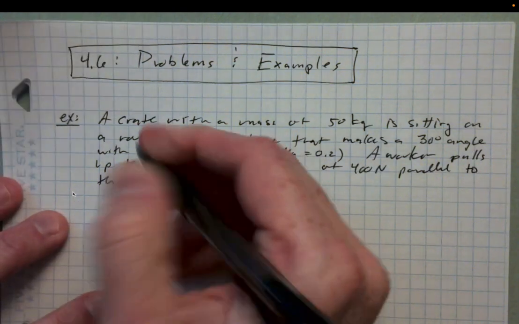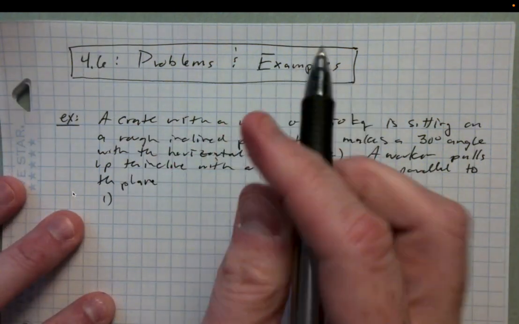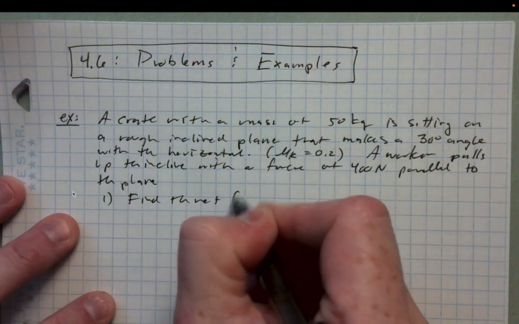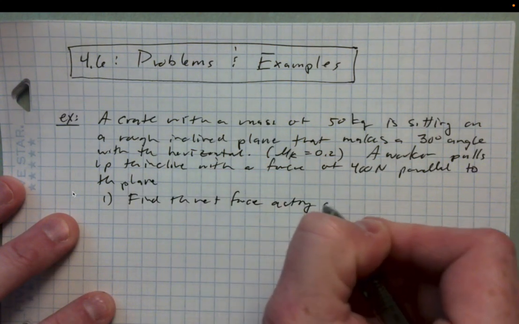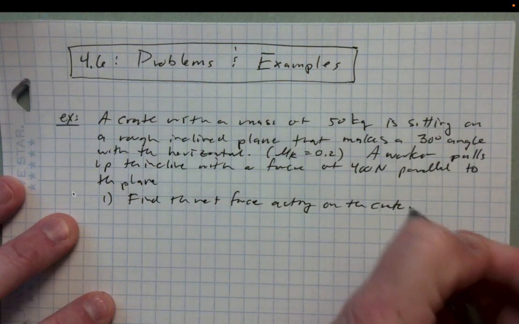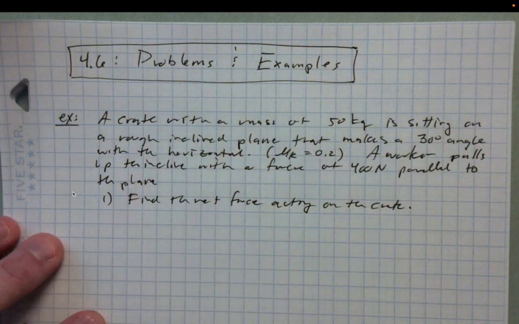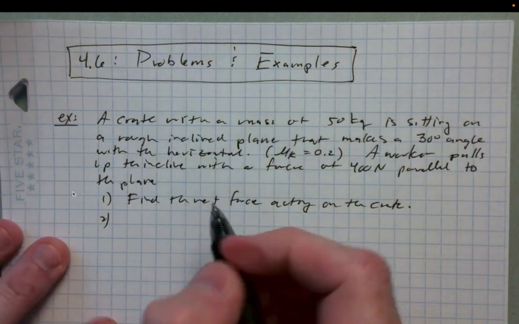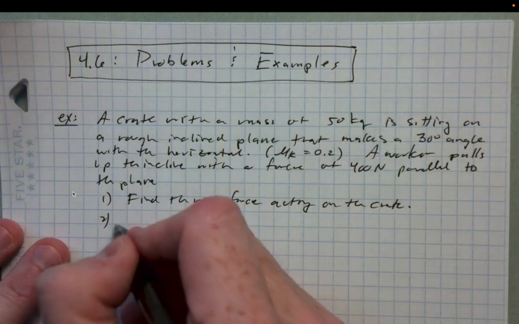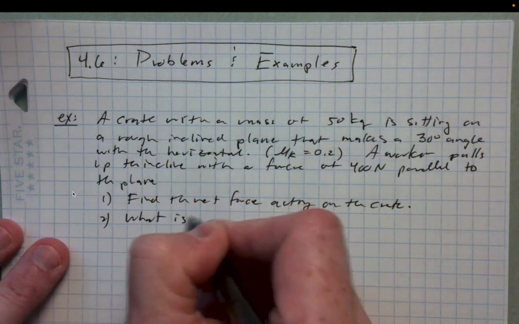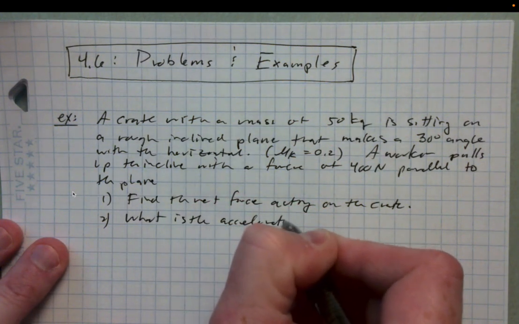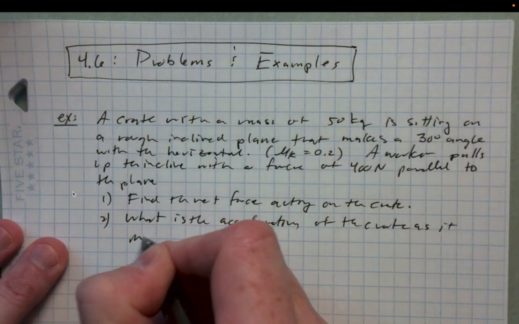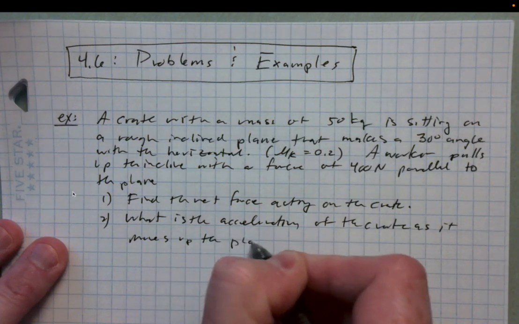Okay, now there are 2 questions that go together. First, we want to find the net force acting on the crate. So what's the force acting on the crate? You've got it pulling it, there's weight, there's friction. What's the net force? And then secondly, what is the acceleration of the crate as it moves up the plane?